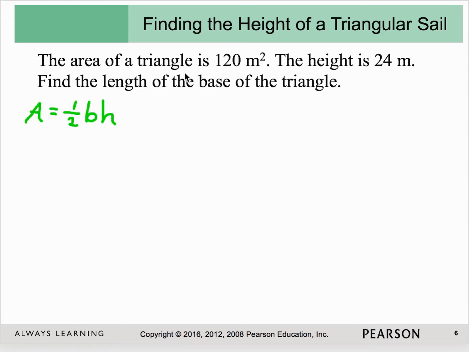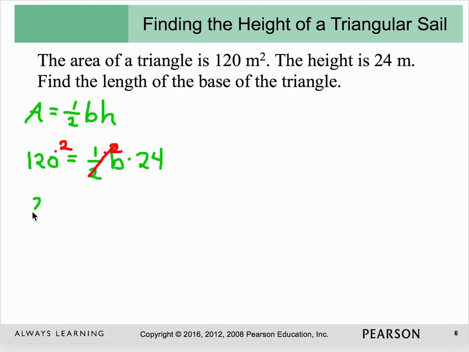So this is like that first one we did, where we just plug in if we know the bits and we've got a formula. So the A is 120 equals 1/2, and the height is 24. I'm looking for the base, so the base stays, and then times 24. First thing I notice about this equation, it has a fraction. So multiply every term, not every number, every term. So that will divide out.